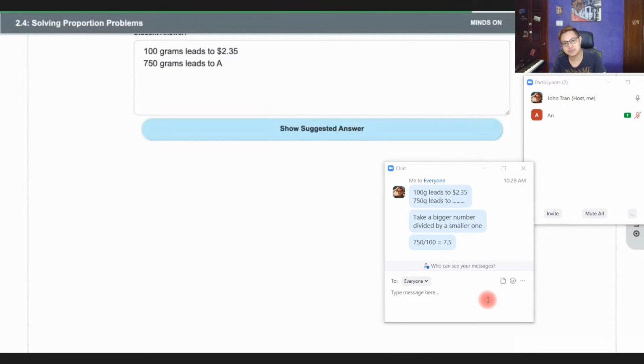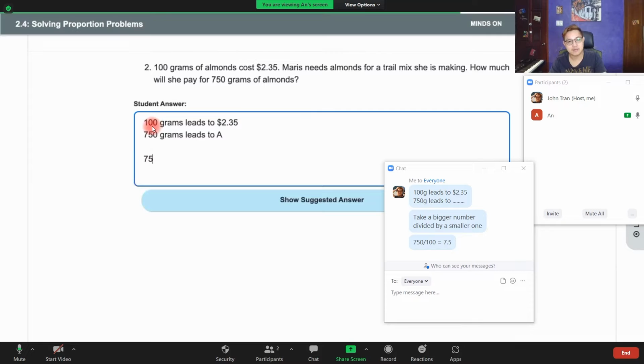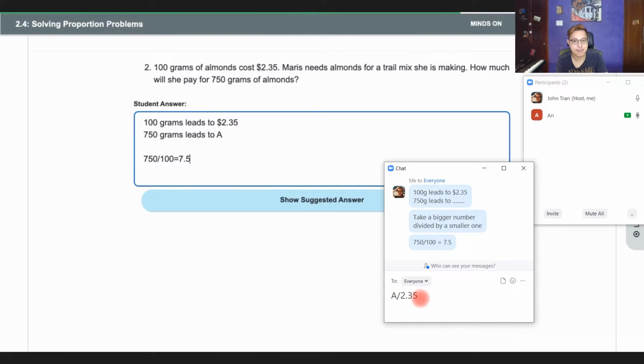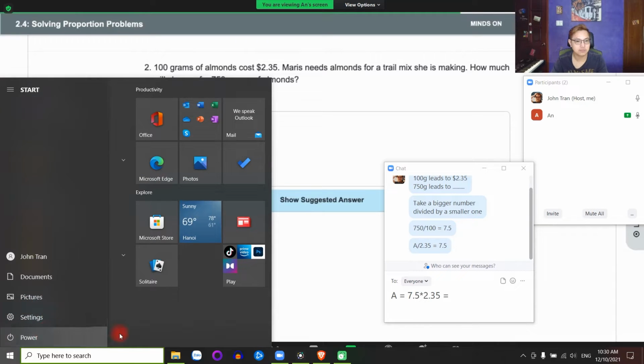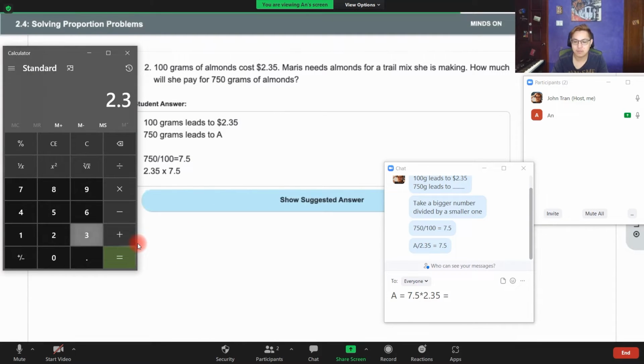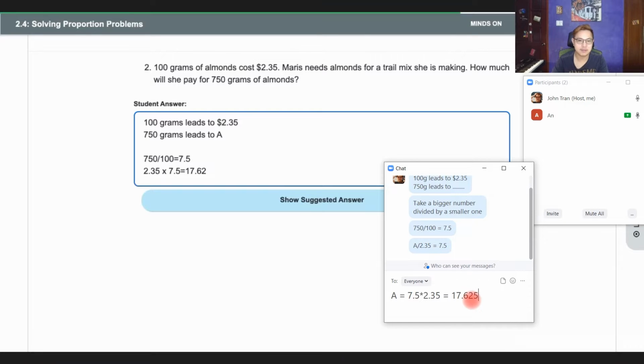Yep. Alright. So if I take the bigger number, 750 divided by 100, I got 7.5. So the answer should also be bigger than 2.35 by 7.5 times. You take 2.35 and multiply by 7.5, right? Yes, correct. So the answer is equal to 7.5 times 2.35, which is 17.62 dollars, something like that.